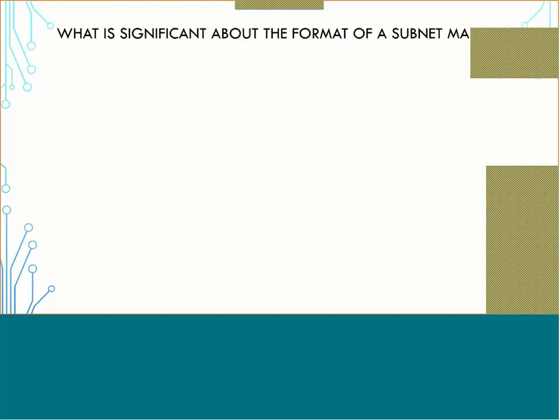So next question, if someone could answer, is what is the significance about the formatting of the subnet mask? So how is it formatted? We know it's in binary, like everything else, because that's the language of computers. But what do you notice about it? What's significant about it?